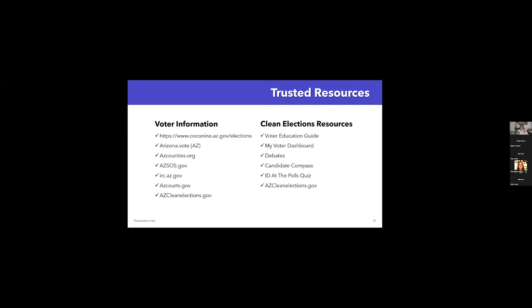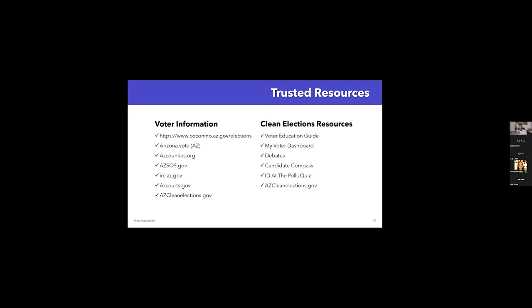azcourts.gov is where you're going to find out information about the justice performance reviews. So this year we have a retention election on the ballot. It's going to be on the back of your ballot. If you go to azcourts.gov/JPR, you will find information on the judges that are up for retention this year. So they'll have their performance evaluations on there.